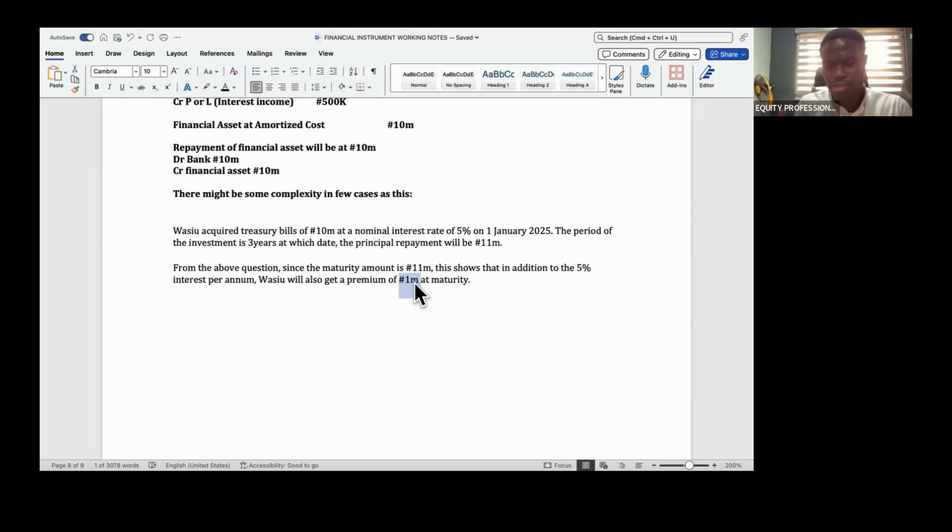And that's where the idea of amortized cost really makes sense. Amortized cost means you're expected to find a way to amortize any extra income you're making from this investment. In this case, you're making an extra 1 million, so you need to spread it over the 3 years as well. When you have questions like this, be sure that the examiner will give you the effective interest rates, and they will have worked it out.